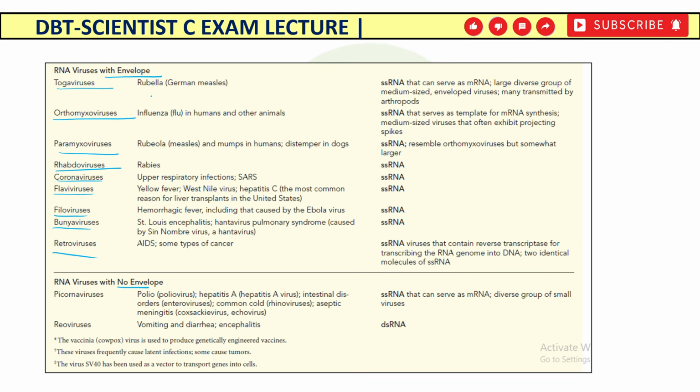I am not reading out what are the diseases caused by them, like toga viruses cause rubella, German measles, common name. Orthomyxovirus is responsible for influenza. Paramyxovirus is responsible for rubella, right? So RNA viruses without envelope include picorna viruses and reoviruses, right? So only reoviruses have no envelope, and these have double stranded RNA rather than single stranded RNA, right? So always try to remember the odd one out. सबका सिंगल स्ट्रैंडेड आरएनए याद नहीं रख पाओगे, so it is better to remember the exception case, right?